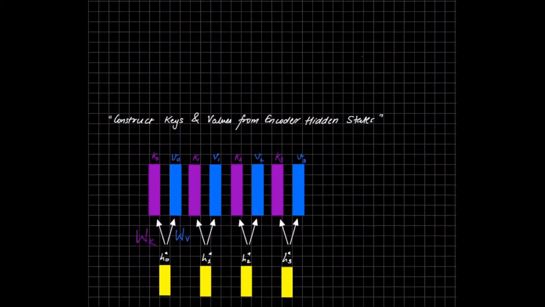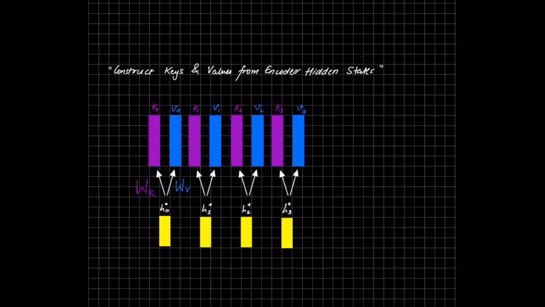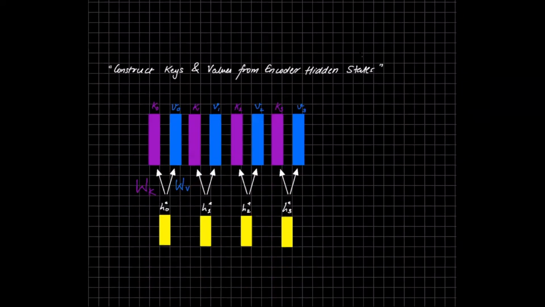So how do you compute the keys and the values from this? When we say construct keys and values from encoder hidden states, we basically mean that for each of those hidden states, you project them into the keys and values using new parameter matrices called W_K and W_V. So now you've essentially ended up with a set of key vectors and value vectors for each of those hidden states.